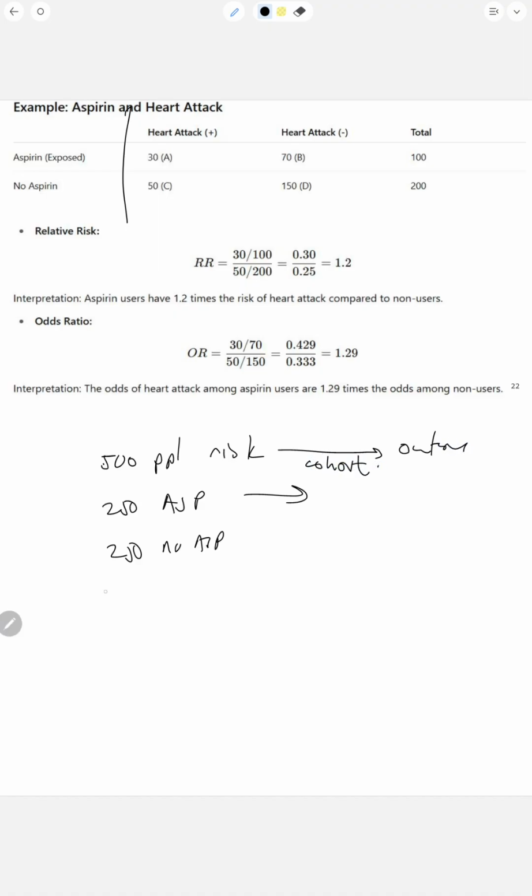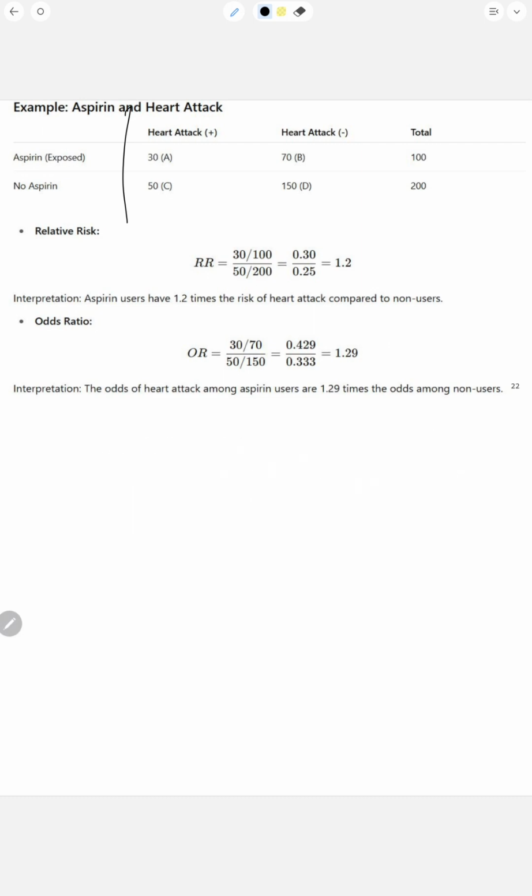If on the other hand, you're working backwards, you're starting from heart attack, and then you're working backwards to see how many of these patients were on aspirin versus no aspirin. That's an example of a case control, right? So once you've got that done, it becomes quite straightforward and easy to calculate these questions. These are those free mark questions.